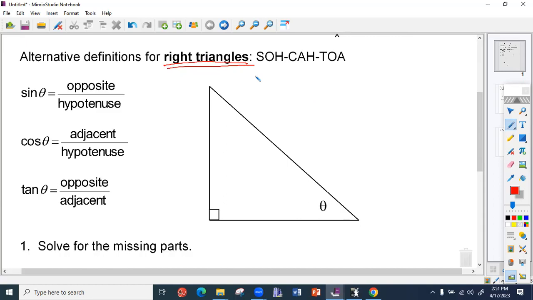My lovely pre-AP teacher taught it to us as "some old hippie caught another hippie tripping on acid" instead of SOHCAHTOA, but it goes the same. When you're referring to sine of an angle, it's the opposite side over the hypotenuse. So here's our angle. This is its opposite side, this is the hypotenuse, and this is your adjacent.